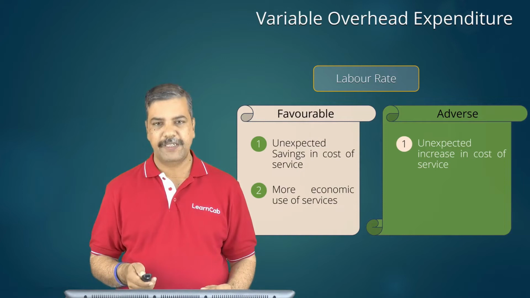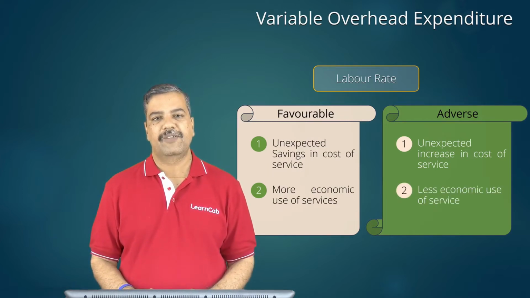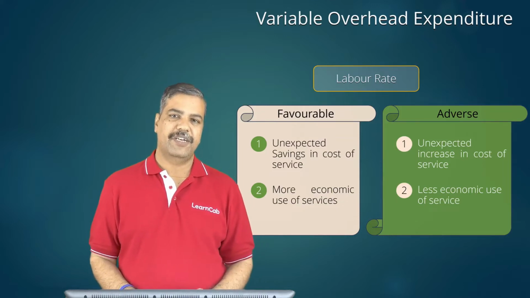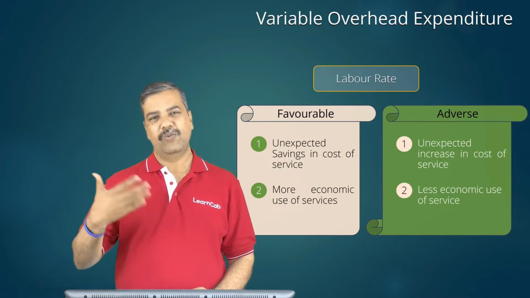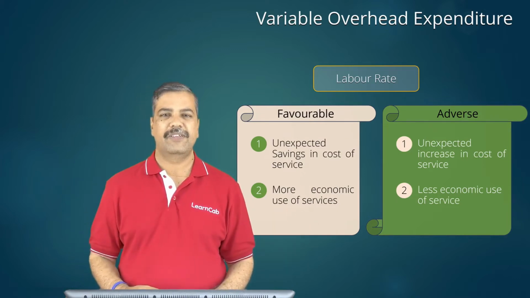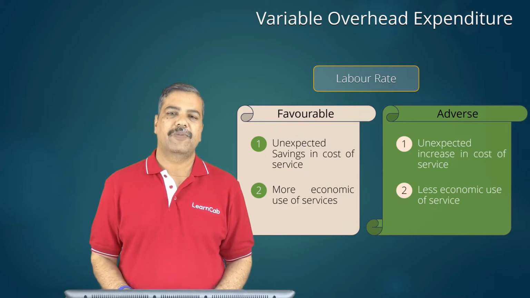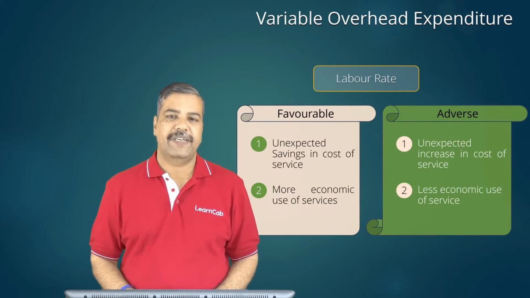The next part is on adverse. The adverse part is less economic use of services. Less economic use of services is again something where your optimum planning is not done properly. Even though availability was there, it was not utilized to the fullest extent. So this may result in your expenditure going up. Once expenditure goes up compared to your standard, it is an adverse impact on the system itself. That is the inference you can draw when we talk about the expenditure variance here.